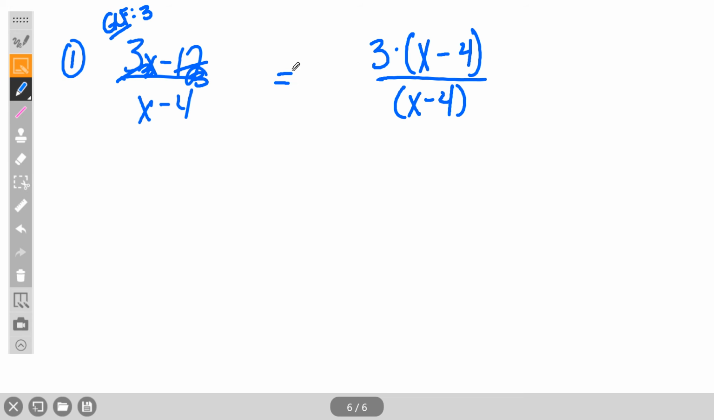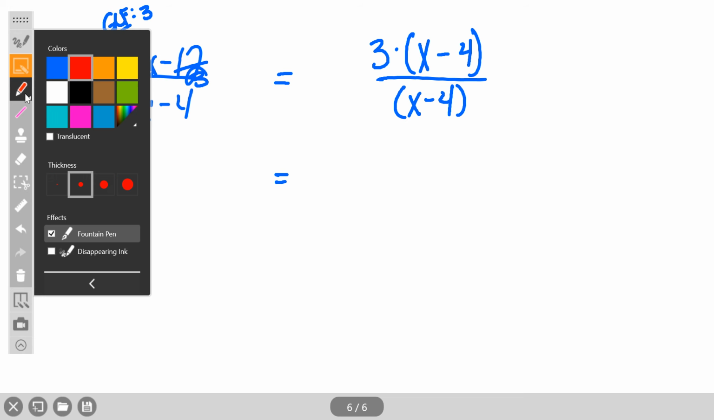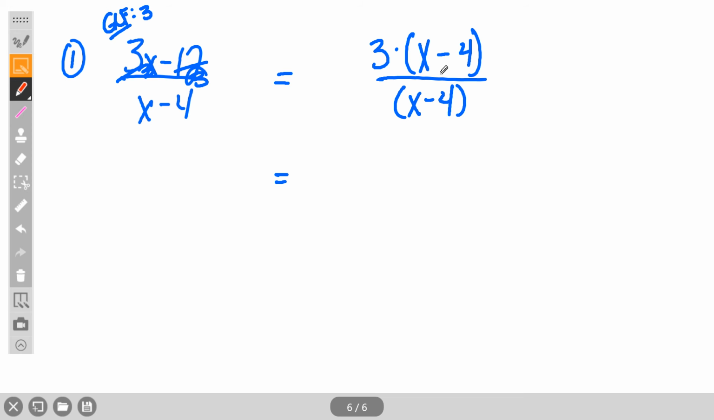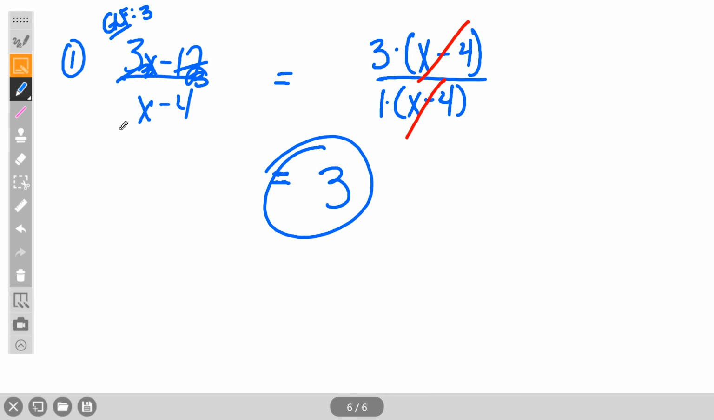So the numerator has factors 3 and x minus 4. The denominator has only a single factor, x minus 4. Well, they both have an x minus 4 in common as a factor. So what we're left with is just 3 on the top, 1 on the bottom, so 3 over 1, which is just 3. So number 1 simplifies to just 3.